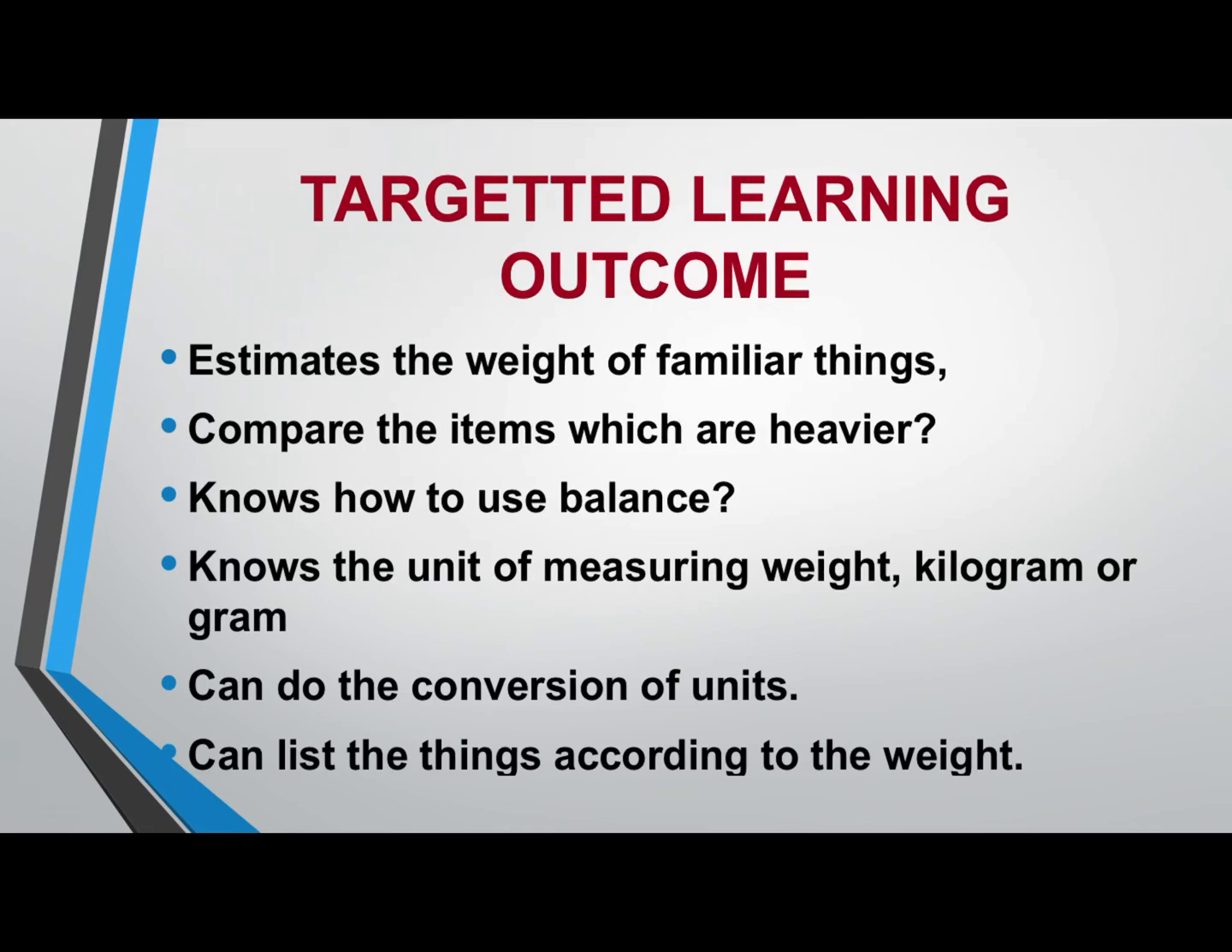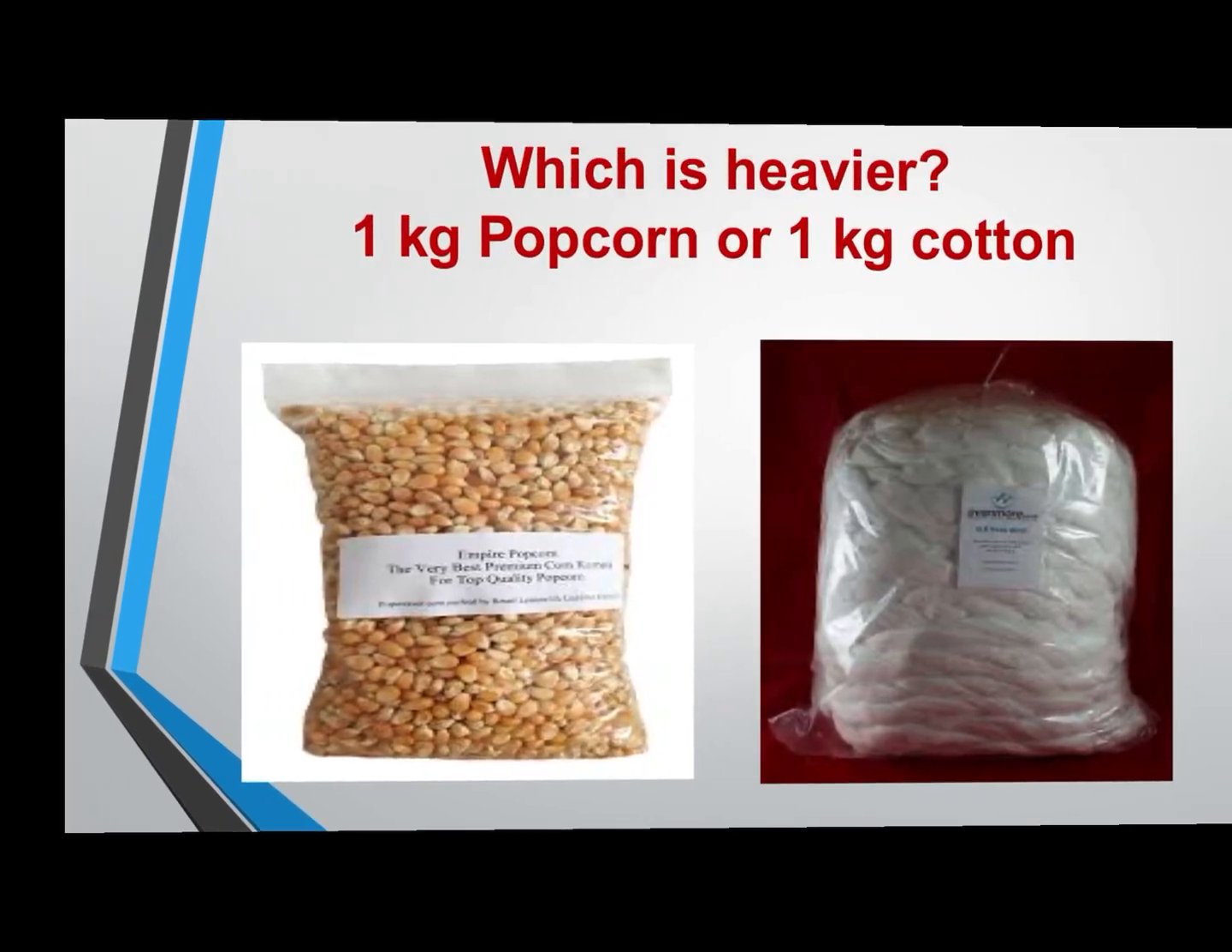Targeted learning outcome. The children should estimate the weight of familiar things, compare the items which are heavier or lighter, know how to use a balance, know the unit of measuring weight, kilogram or gram, can do the conversion of units, and can list the things according to the weight. And lastly, how to add and how to subtract. They should know it.